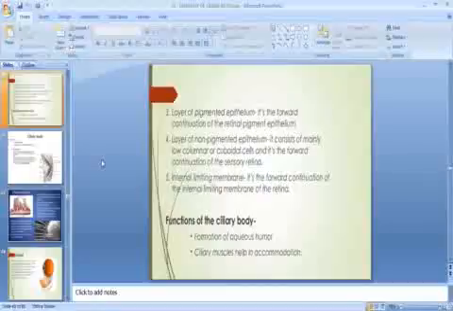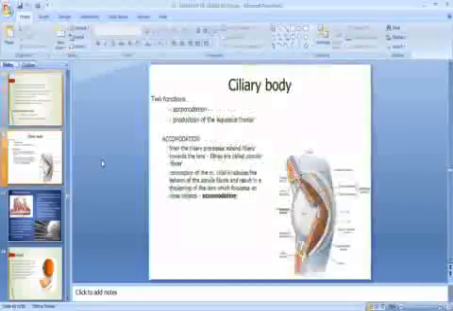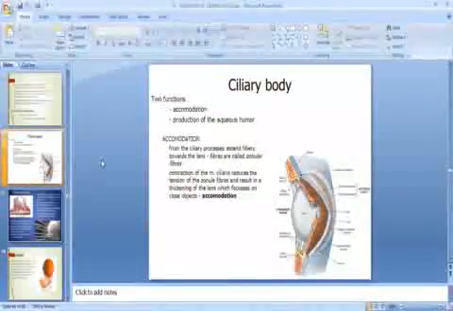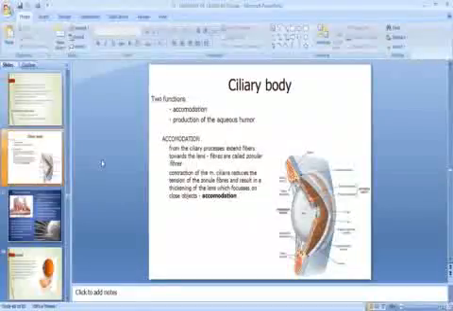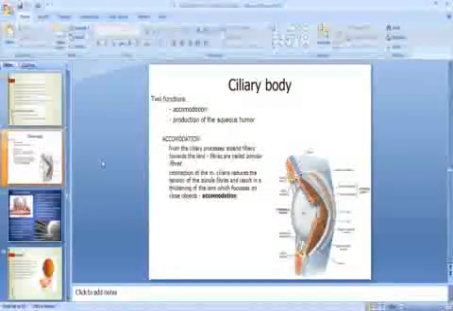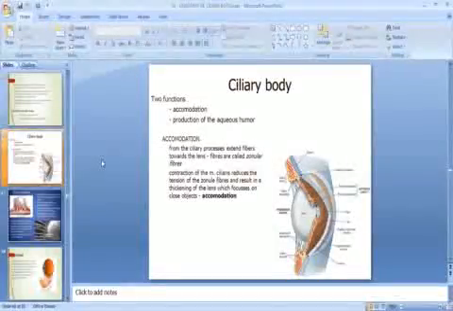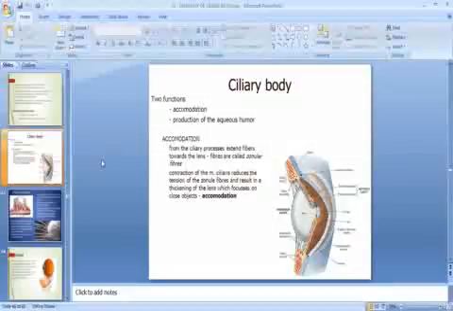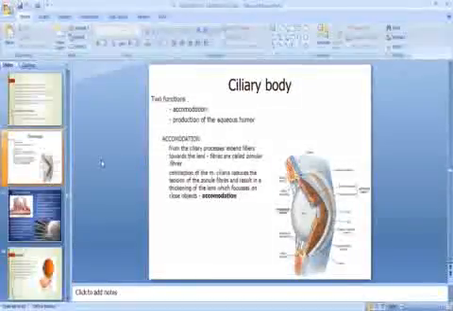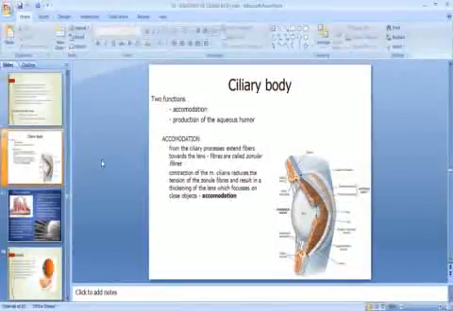Then comes the functions of the ciliary body. It helps in the formation of aqueous humor, and ciliary muscles help in accommodation. There are two functions of ciliary body: the production of aqueous humor and second one is the accommodation. So, what is accommodation? From the ciliary processes extend the fibers towards the lens. These fibers are called the zonular fibers.